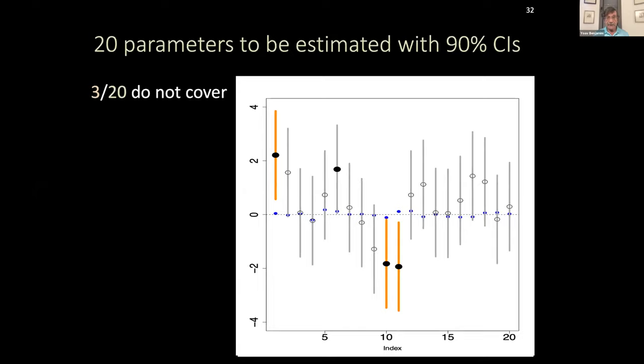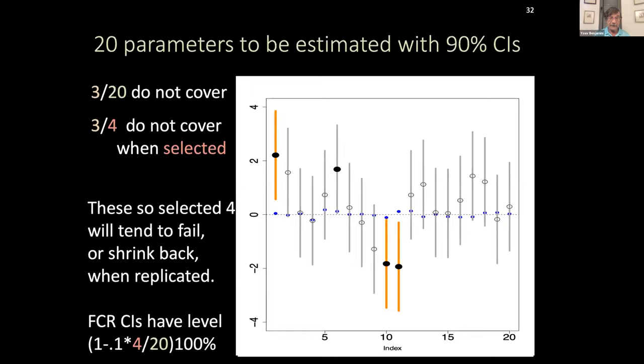But now select only the 4 that do not cover 0. And 3 out of these 4 do not cover their parameters when selected. This is as serious a problem as with p-values. These 4 so selected will tend to shrink back when replicated. And if you use the false coverage rate confidence interval, then instead of working with 10%, you work with 10% times 4 over 20, and this will have the right coverage on the average of the selected, if there are 4, 3, or 10.